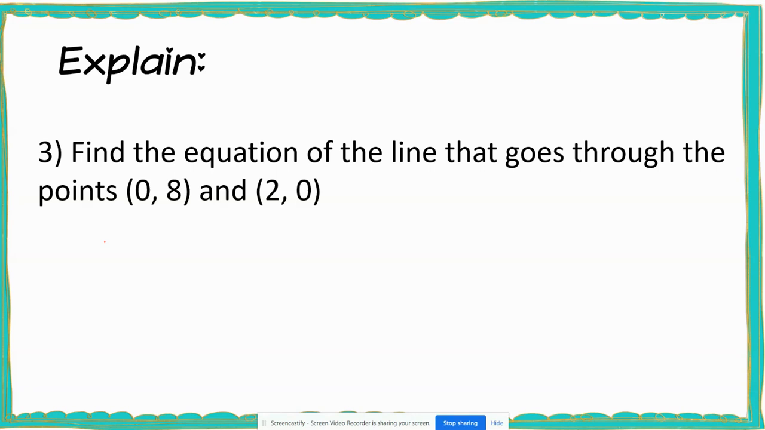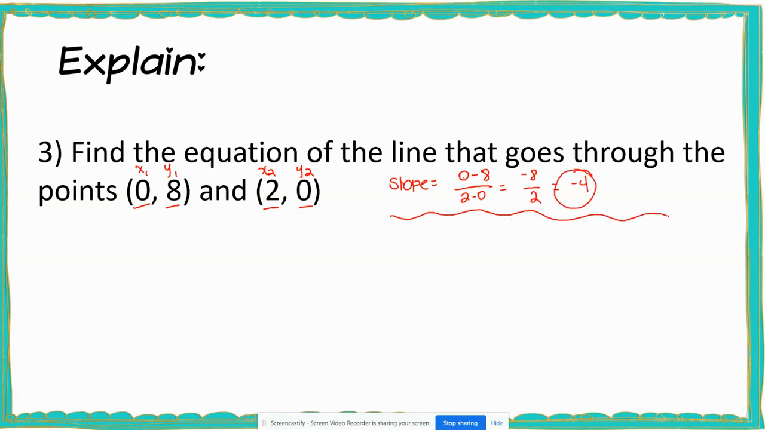Number 3, find the equation that goes through 0, 8, and 2, 0. Well, you start with slope. So we know x sub 1, y sub 1, x sub 2, y sub 2. We start with the y minus y, so 0 minus 8, and then x minus x, so 2 minus 0. Well, 0 minus 8 gives us negative 8, and 2 minus 0 gives us positive 2. Negative 8 divided by positive 2 is negative 4.